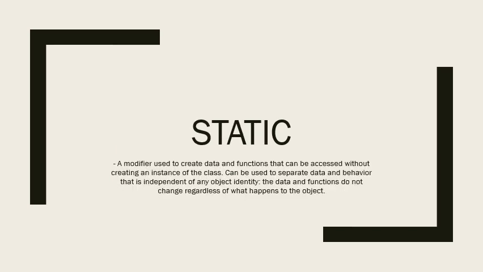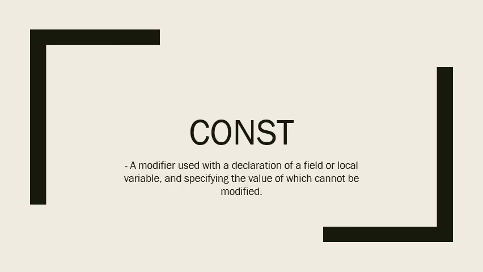Static, a modifier used to create data and functions that can be accessed without creating an instance of the class. Can be used to separate data and behavior that is independent of any object identity. The data and functions do not change regardless of what happens to the object. Const, a modifier used with a declaration of a field or local variable and specifying the value of which cannot be modified.